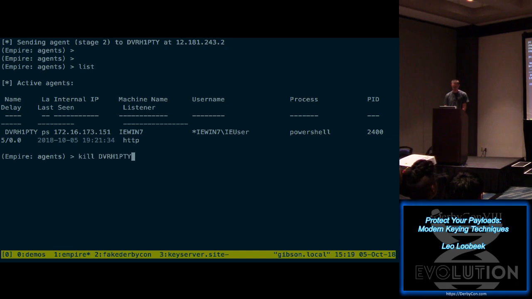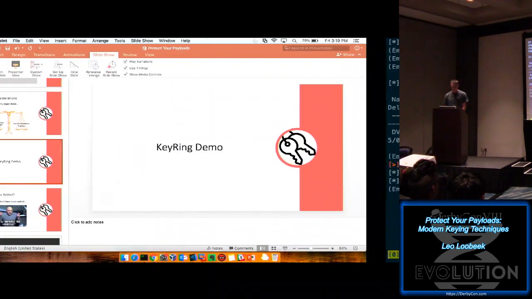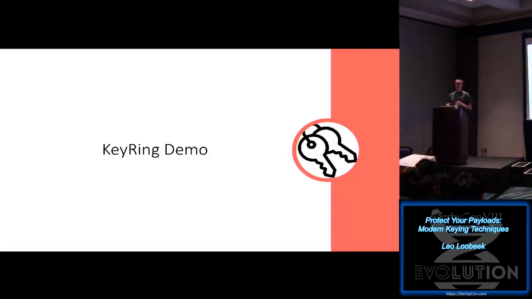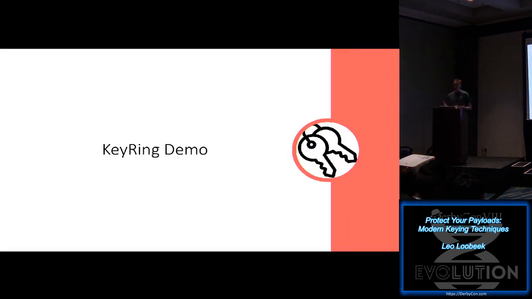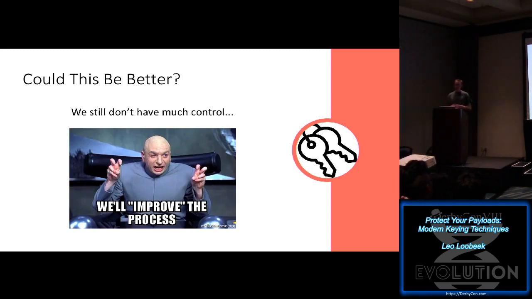Cool. So our Empire, it did end up executing and ended up calling back. And I'll just go ahead and kill it here. All right. So really simple example, just kind of wanted to show how easy it is to just throw in a custom keying function that maybe the current toolkit doesn't support. So hopefully you guys can get creative and come up with whatever keying you guys want.